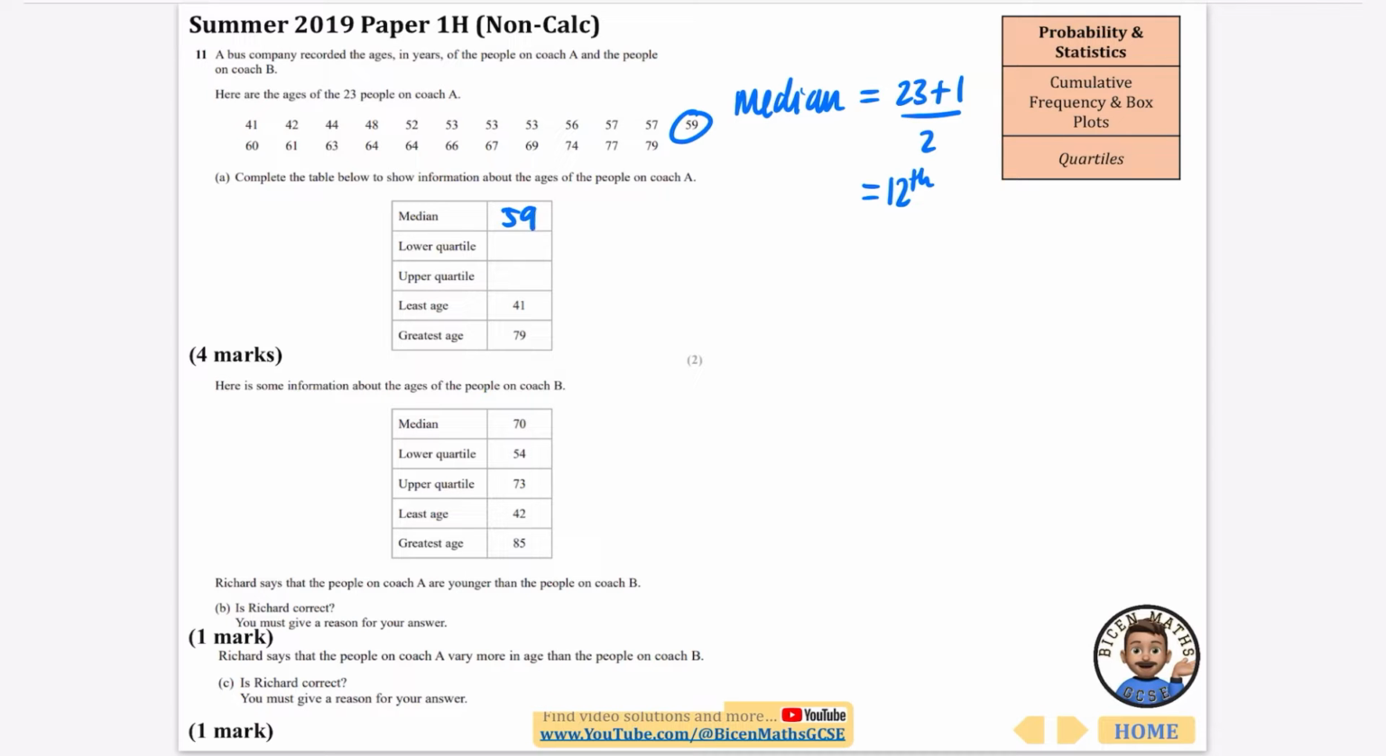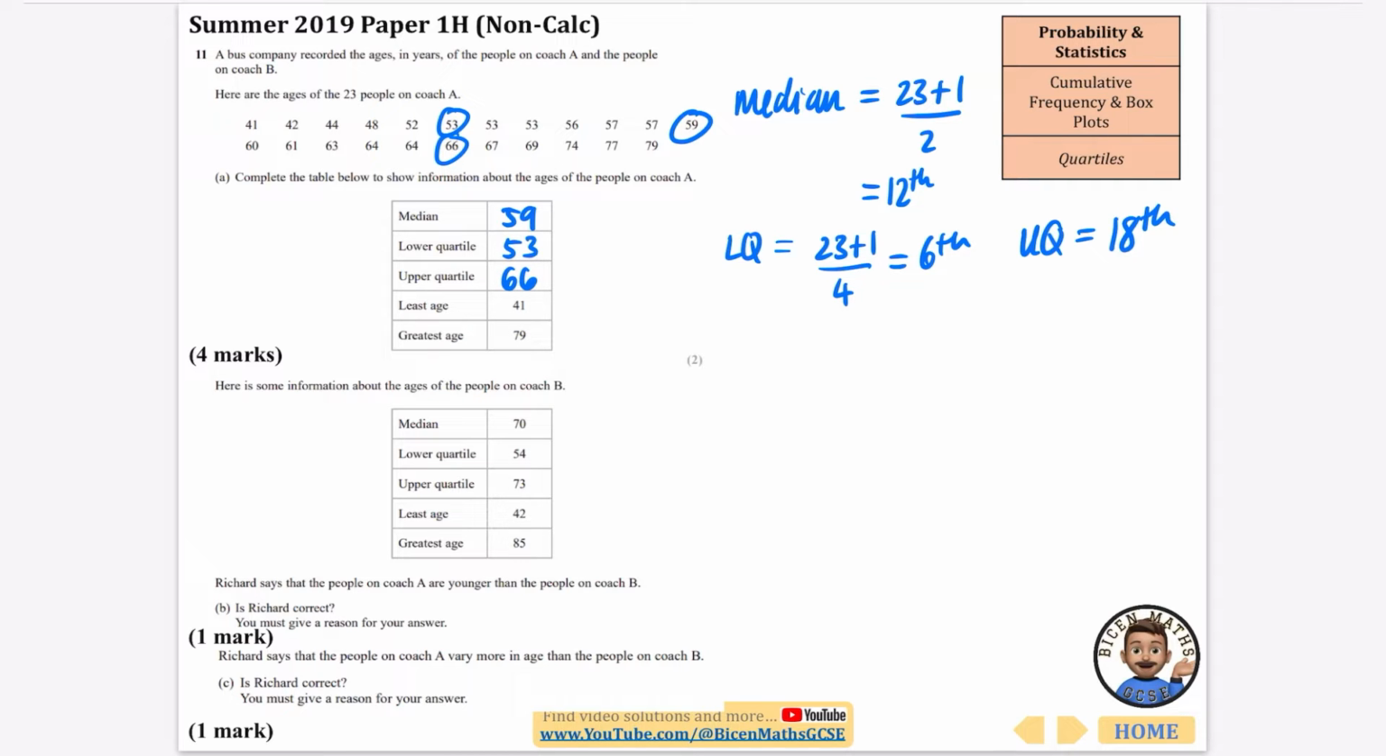Now the lower quartile is going to be halfway along this group of numbers. You could also do the crossing off, or for the lower quartile, we could do 23 plus 1 and divide it by 4, because it's a quarter of the way. That gives us the 6th position. The 6th position, 1, 2, 3, 4, 5, 6, is 53. Then the upper quartile is 3/4 of the way along, so it's going to be the 18th. You can spot that if that's the 12th, 13, 14, 15, 16, 17, 18th. So your lower quartile is 53 and your upper quartile is 66.